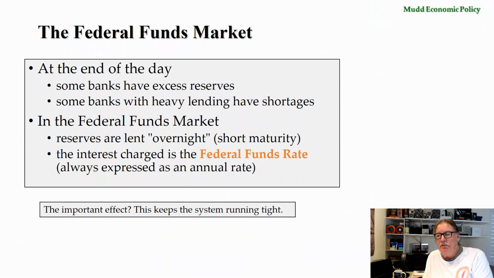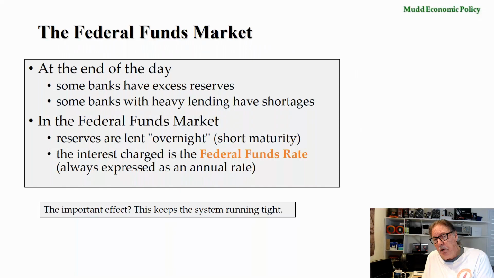At the end of the day, some banks have excess reserves given their lending and their deposit liability position for the day, and some other banks have reserve shortages. Some banks have heavy lending needs. Because the Federal Reserve System provides reserves simply to whatever bank is engaged in open market operations, and that tends to be a relatively restricted number of banks, there has to be a way for these reserves to be distributed around the country to keep this system running a little tighter.